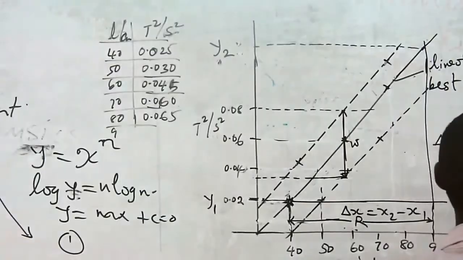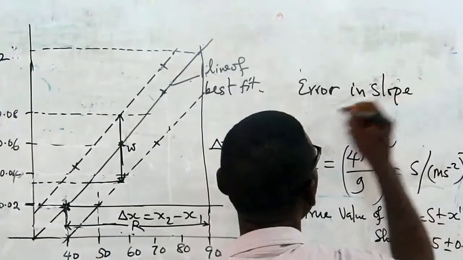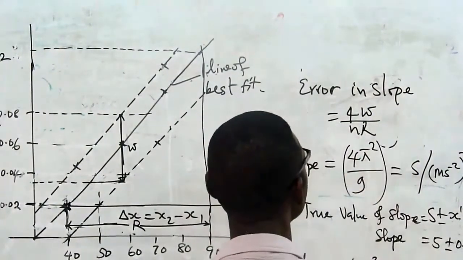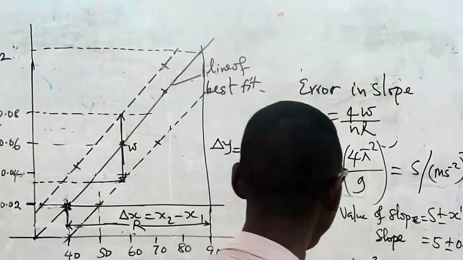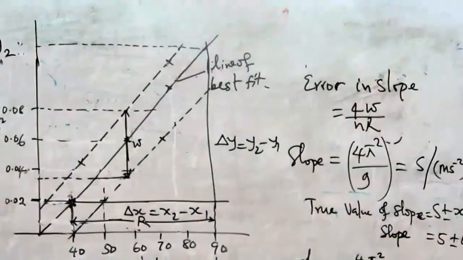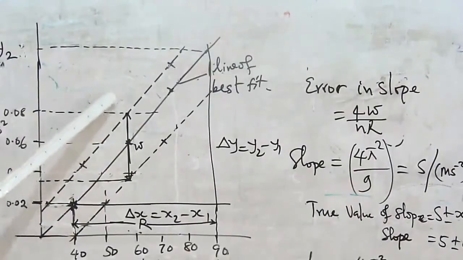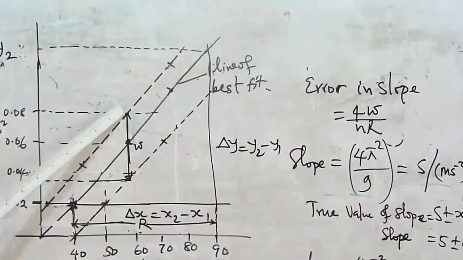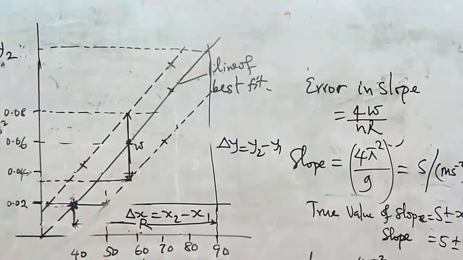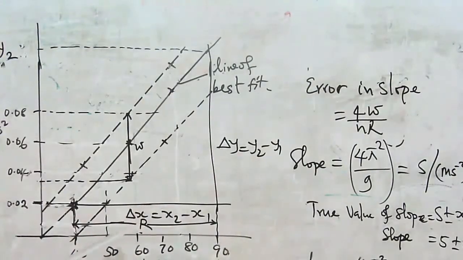4 omega over n r. That's my error in slope. So I'm taking the value of omega here, the distance between the point of the upper error line and the lower error line. That is omega. I multiply by 4. This is my range.